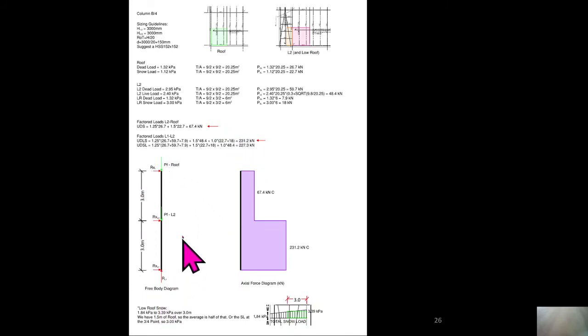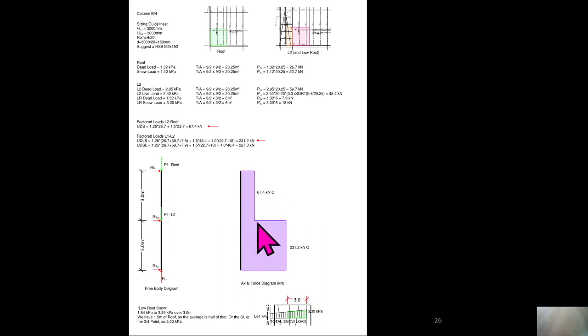I've drawn my free body diagram here with my factored load from the roof drawn, and my factored load from level 2. I've got reactions that stop the column from tipping over at each floor, and then I've got a gravity load at the foundation picking up all of those gravity loads. So I've got 3 spots where it stops it from sliding over in space.